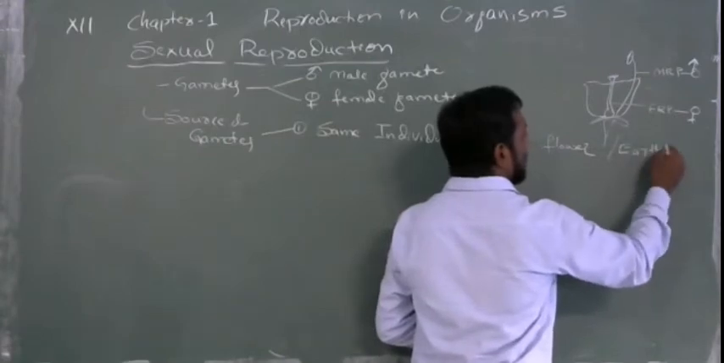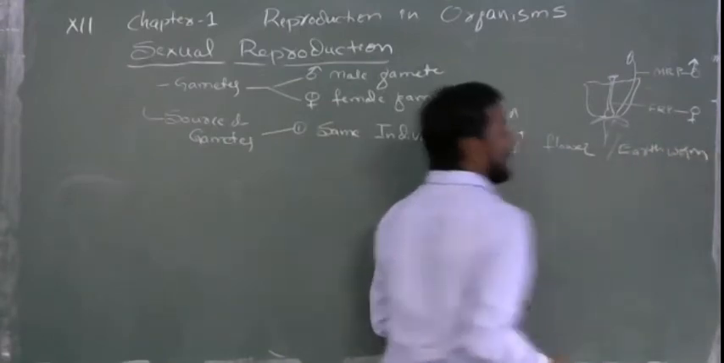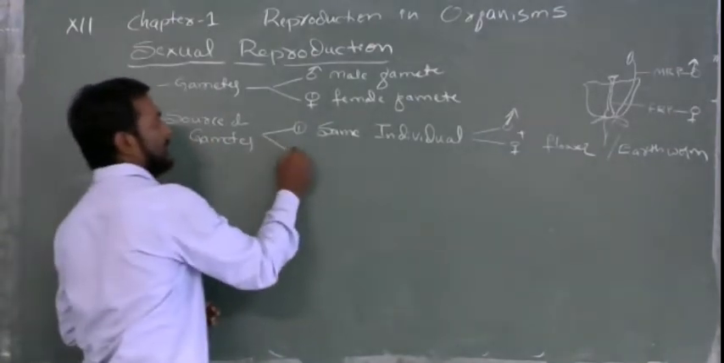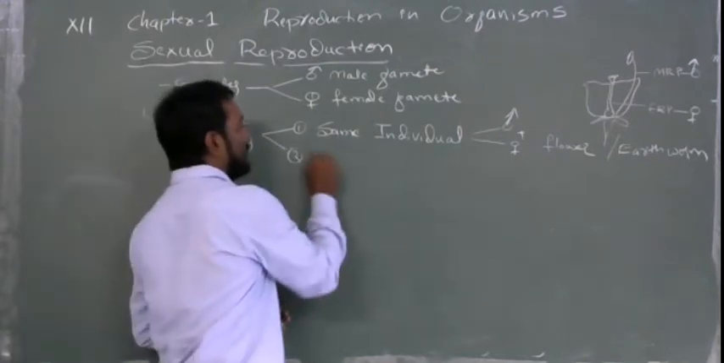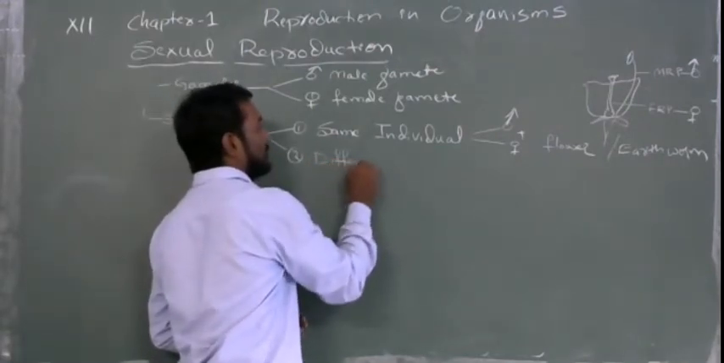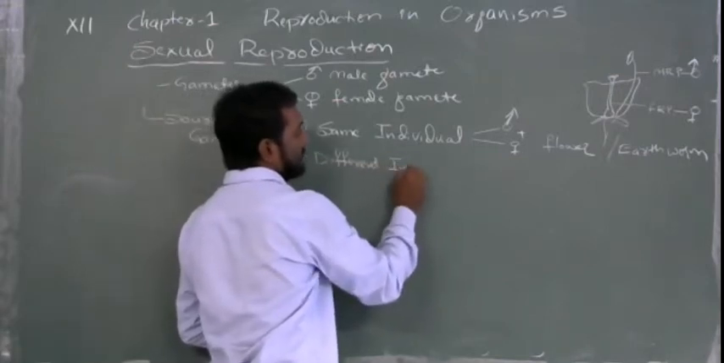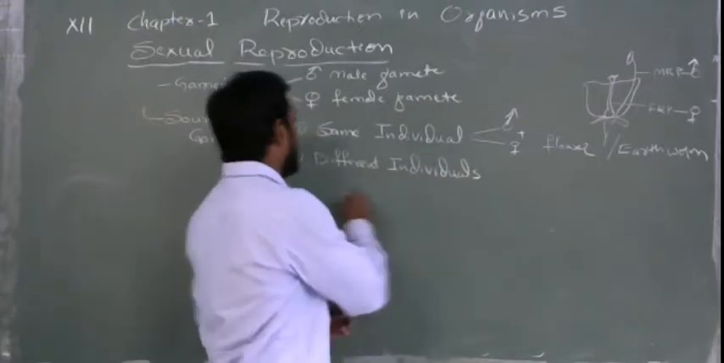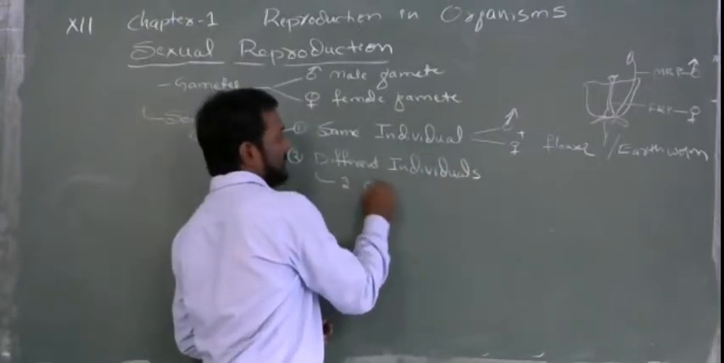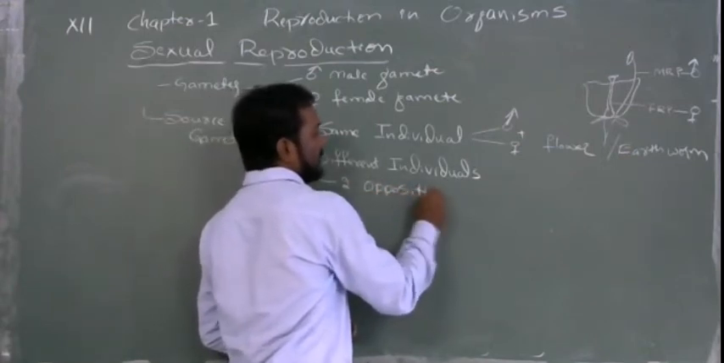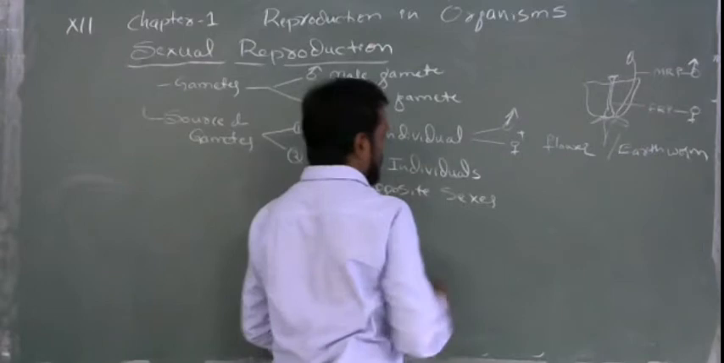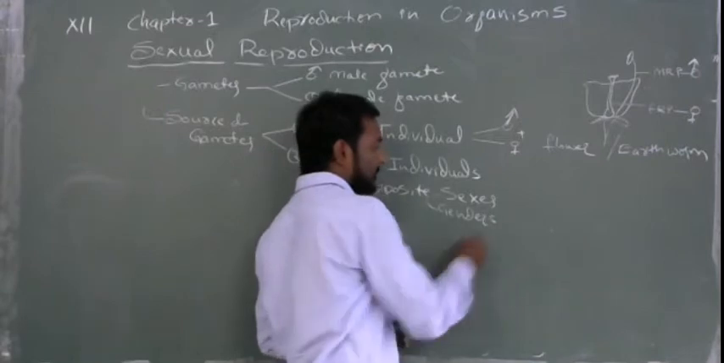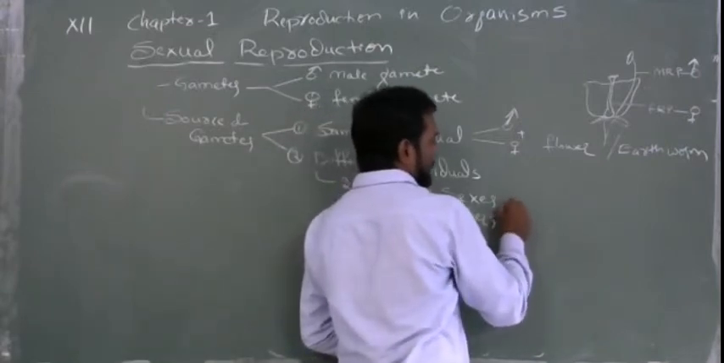In plus one you will study the earthworm. It is capable of giving rise to the two gametes. Next, the second case is different individuals. It means two opposite sexes will be involved, or you can use another word, gender, two genders. Clear? It means in this case two organisms will be there.